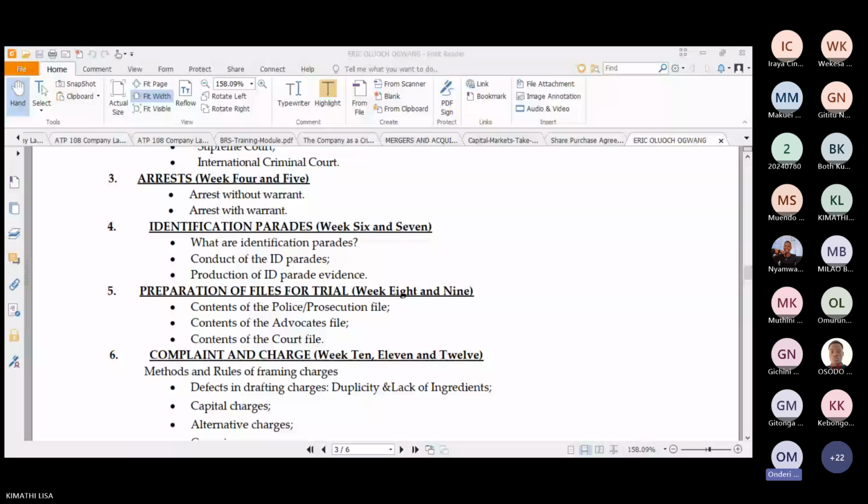And after the identification parade of one witness, then the suspect can request to change the position where they are standing. And afterwards, after the conducting of the ID parade, the suspect is required to sign the form. Yeah, that's all I can state about the conduct of an ID parade. Thank you. Thank you for that.